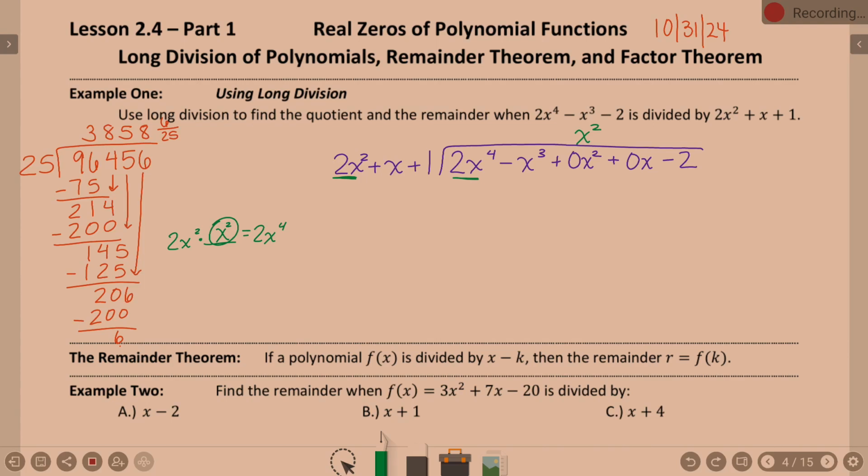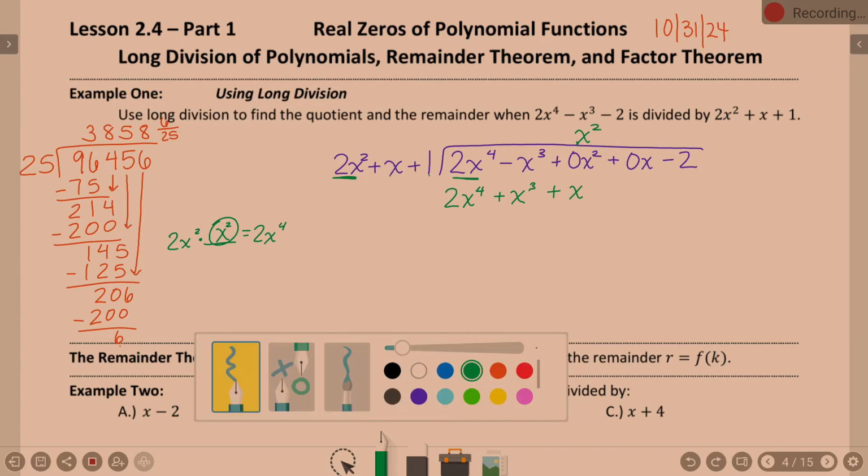Yeah. Now what do I do with this x squared? Put it into the 2x squared. You multiply by the whole thing. What did we do with the 3 here? We did 3 times 25, right? So what am I going to do with my x squared? I'm going to do x squared times each of these terms. So x squared times 2x squared is 2x to the fourth. X squared times x is just x cubed, plus x cubed. X squared times 1 is x squared, plus x squared.